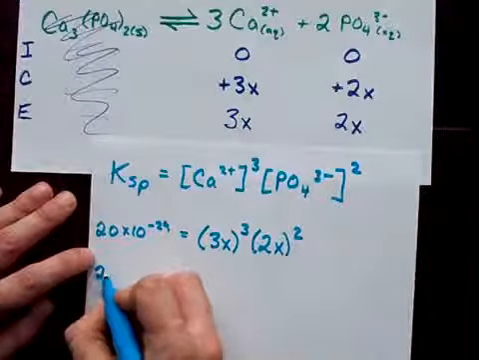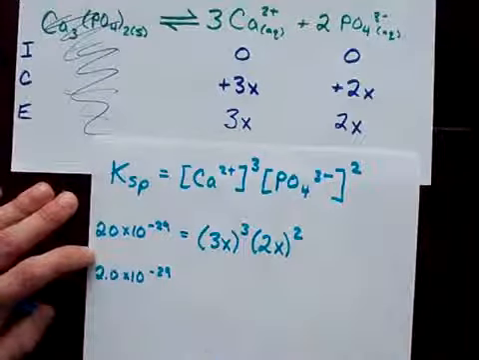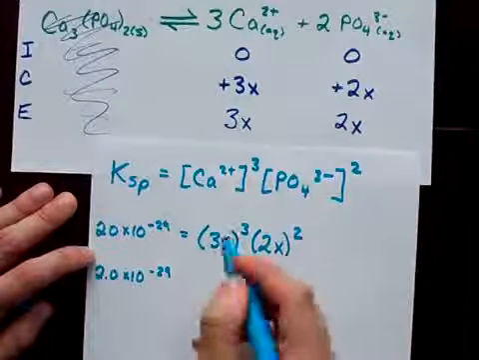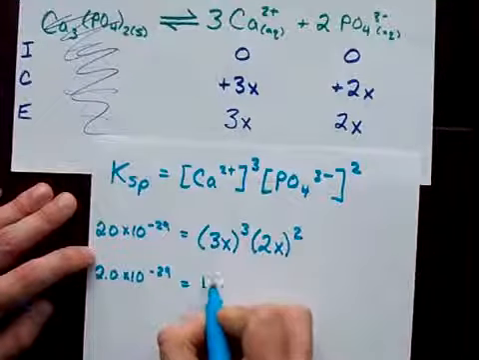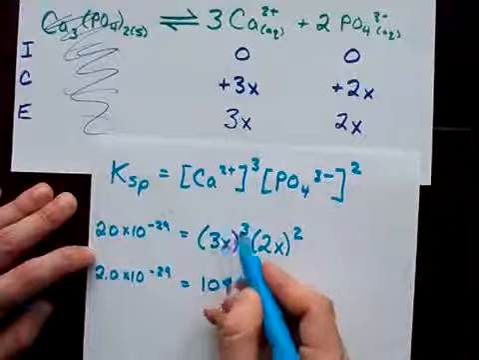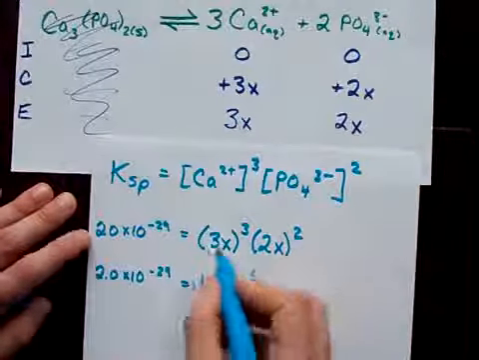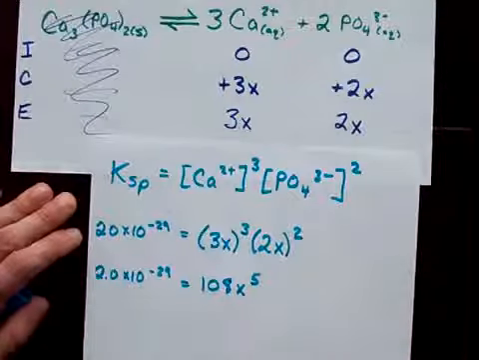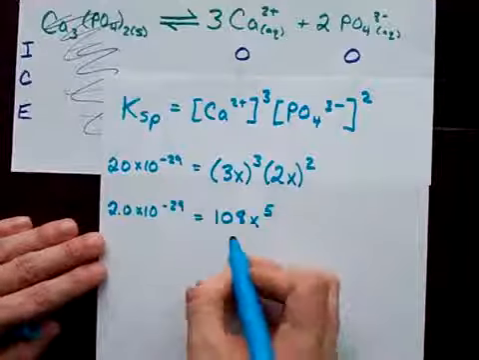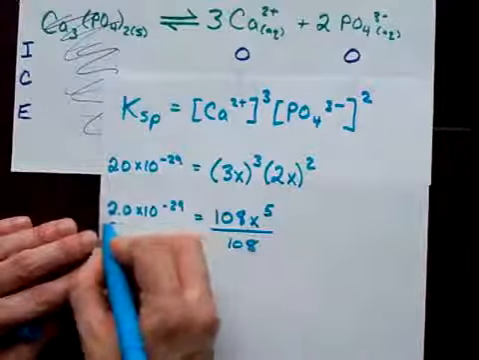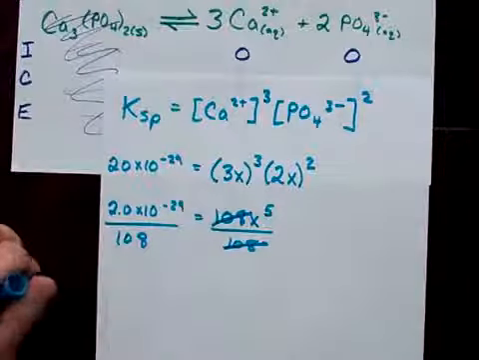Let me just take a moment to simplify that for you. 3 cubed times 2 squared is 27 times 4, which is 108. X cubed times x squared is x to the 5. Ooh, look at this. Algebra is useful. How do we solve for x? Well, basic math says we divide both sides by 108. That causes it to get canceled out here.